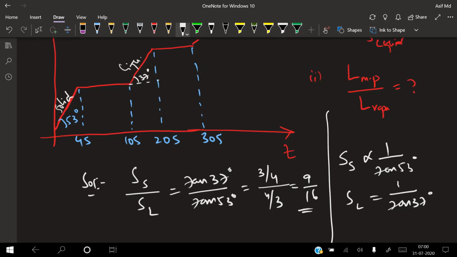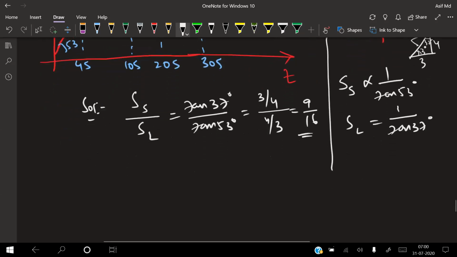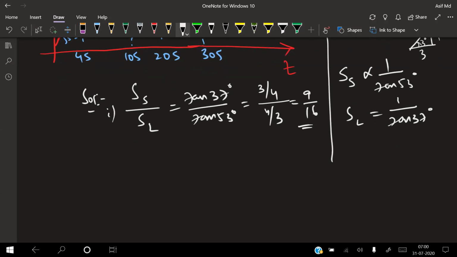Sir, so we are using only the magic triangle here? Yeah, this is the magic triangle concept which I've told you. So this is 5, this is 3, this is 4, and this one is nothing but 53, and this angle will be 37. This is the first question. Now, the second question is here.